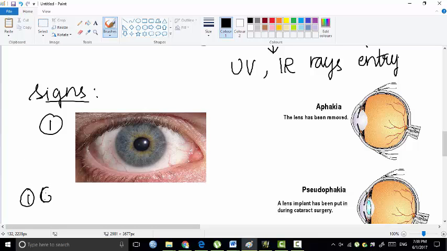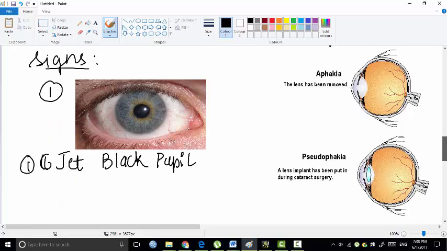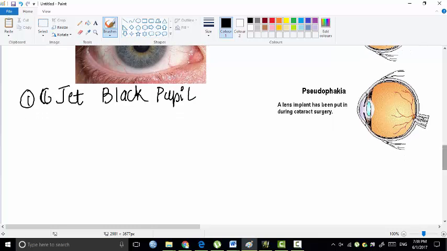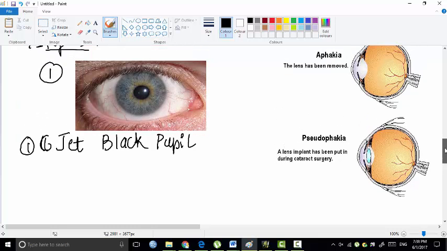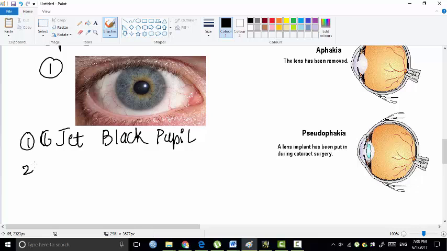Jet black pupil. If you see the pupil here, it is jet black in color. This is the most characteristic feature which you can see in aphakia, right? And the second one is, if you see here, this is the anterior chamber. The anterior chamber looks deeper. Why? Because of absence of lens, right?